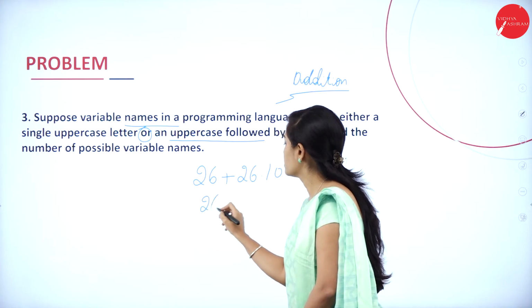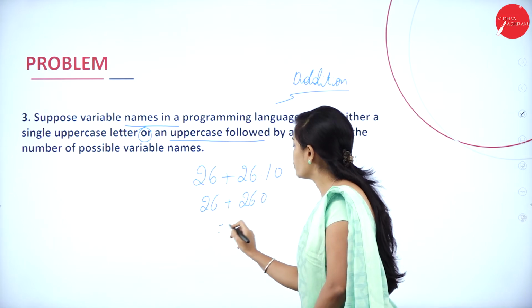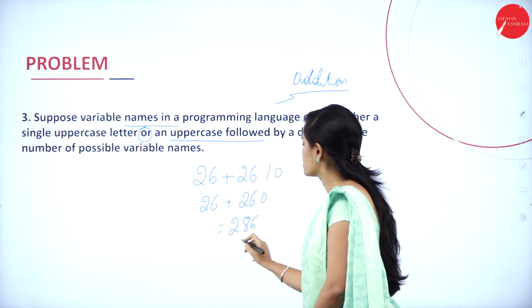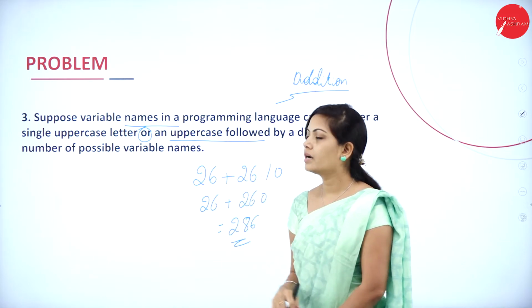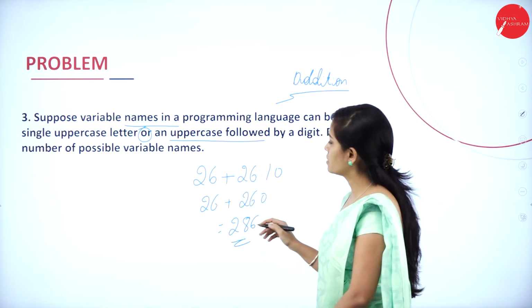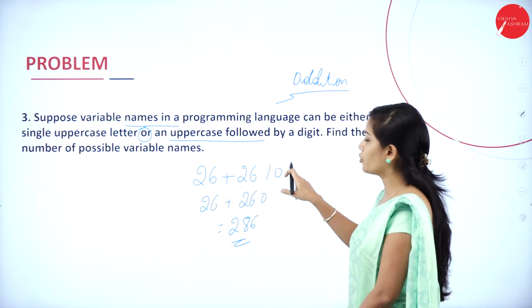So 26 plus 26 into 10, which is 260, so we will get 286. The final answer is 286 ways we can arrange the letters and digits: a single uppercase letter or an uppercase letter followed by a digit.